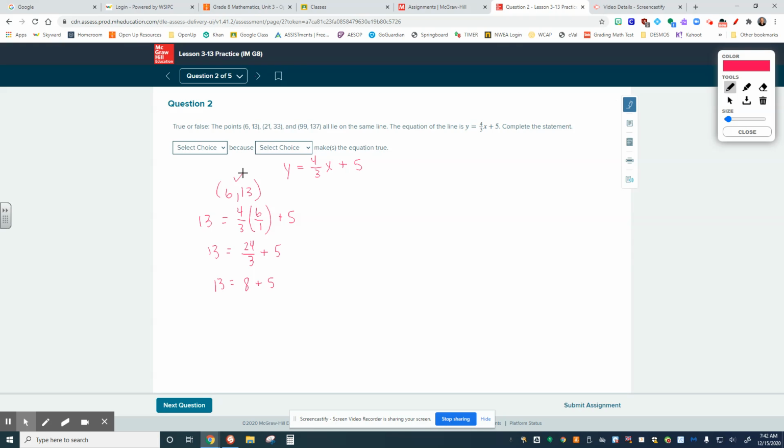So we know at least one of these solutions is true. That one's good. Let's go ahead and check another one. Let's do the 21 and 33.